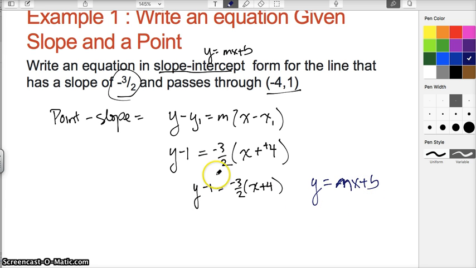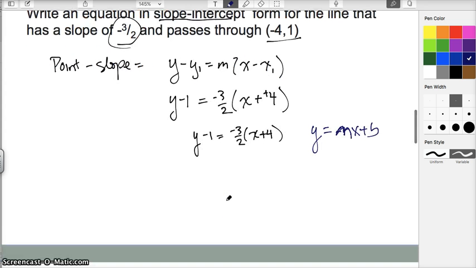To manipulate this into that form, I have to do a couple things. One, I'm going to have to rock the distributive property, because there are no parentheses in this form. And then I'm going to have to rid myself of this negative 1. So the first step, y minus 1 is equal to, distributive property tells me I've got 3 over 2 x plus, when I multiply 3 times 4, I get a negative 12. Divide that by 2, I get a negative 6. So I end up with negative 3 over 2 x plus a negative 6.